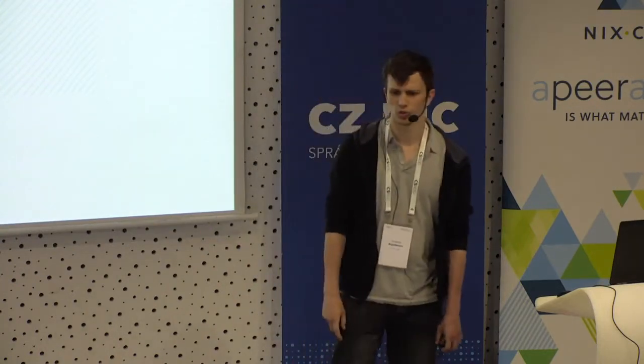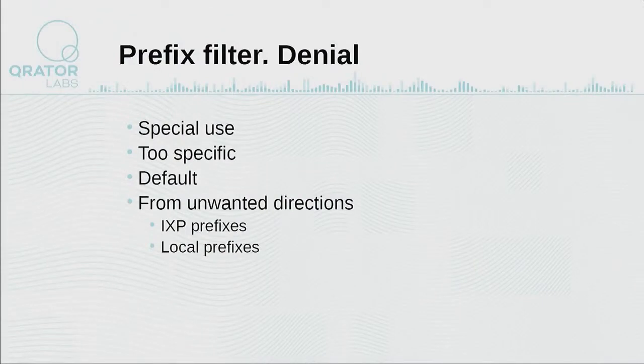And so let's move to some boring stuff. I hope you're all familiar with them, but I'll take the time and discuss all of them really quickly. First of all, there are some prefixes that should not be globally propagated, so you should not propagate them to your neighbors. It's simple and quite logical.